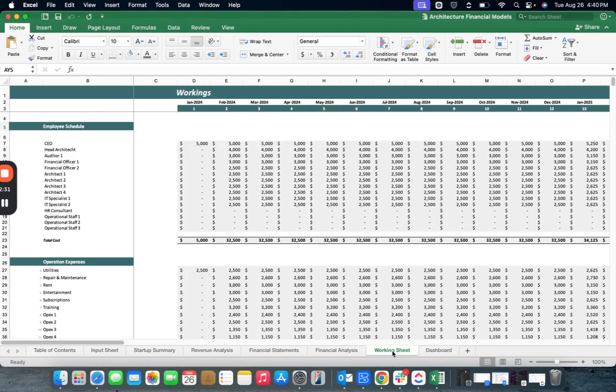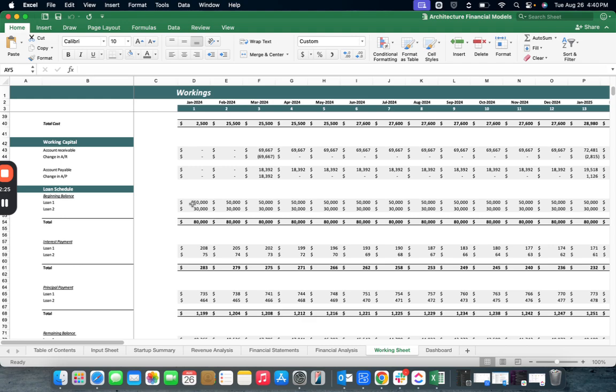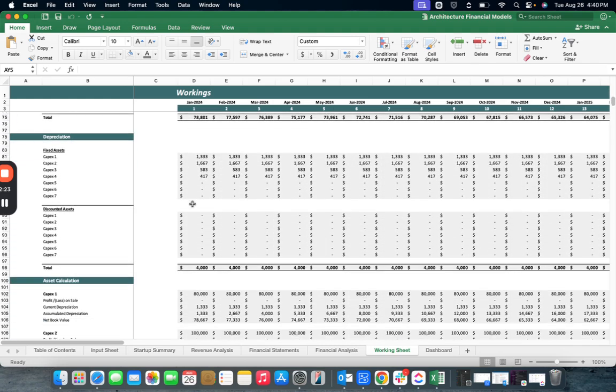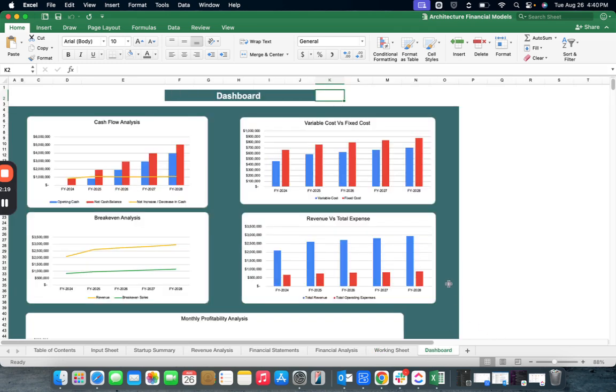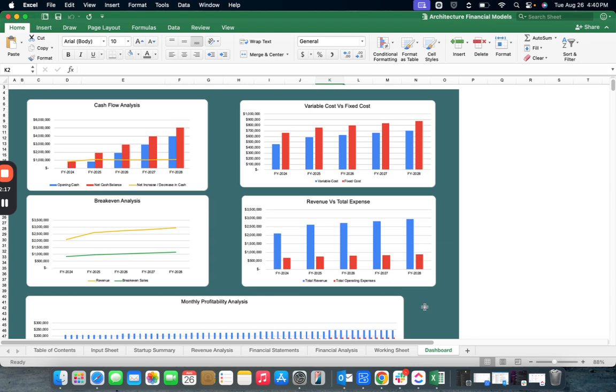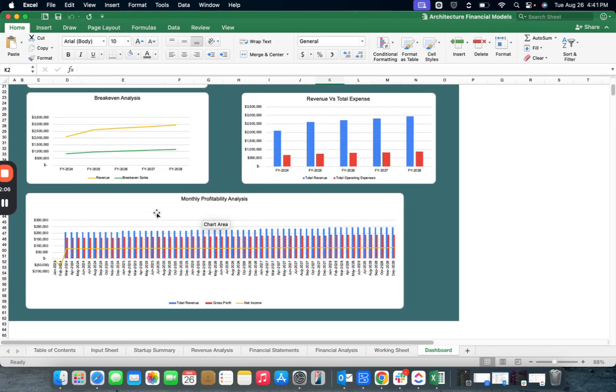Coming towards the working sheet, it's a detailed calculation for the employee schedule, operating expenses, working capital, loan schedule, depreciation, and asset calculations. Then we have the dashboard. The dashboard is basically the overview of the whole financial model, in which we have cash flow analysis, variable cost versus fixed cost, revenue versus total expense, break-even analysis, and monthly profitability analysis.